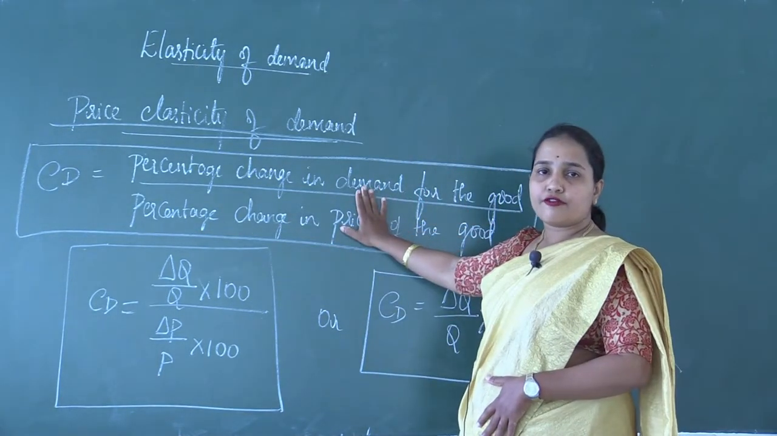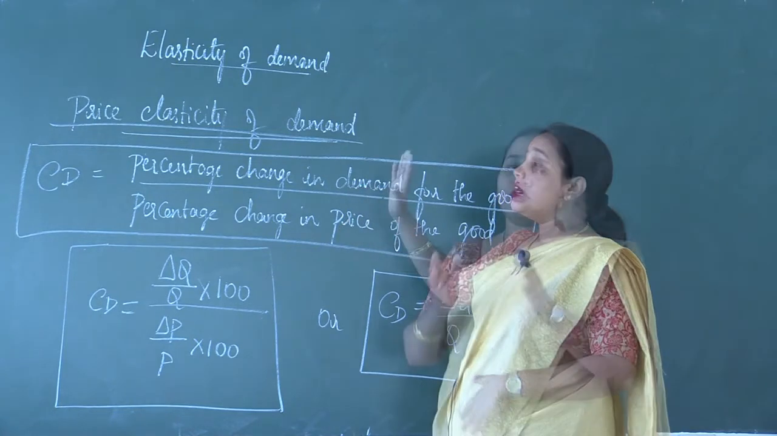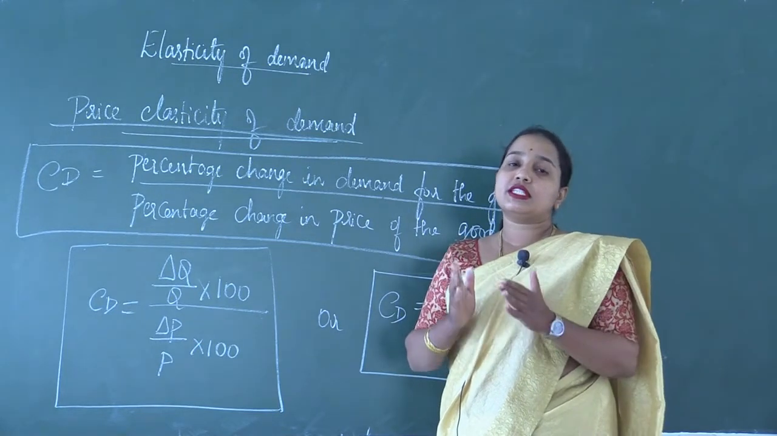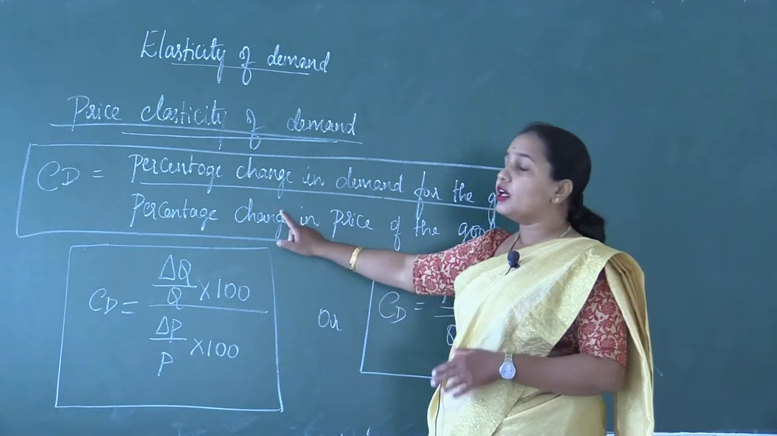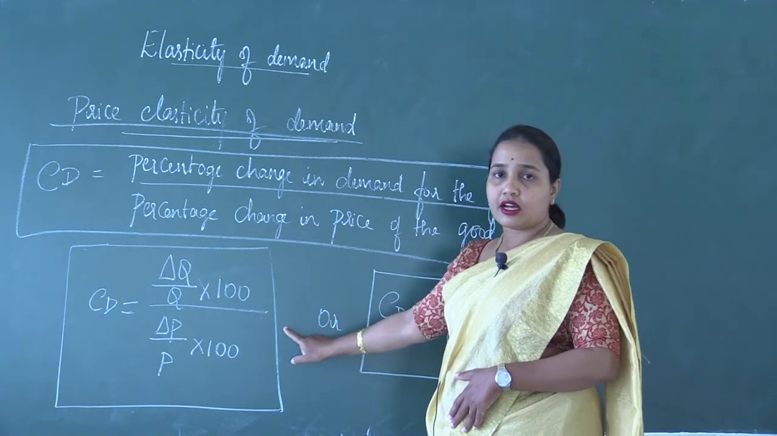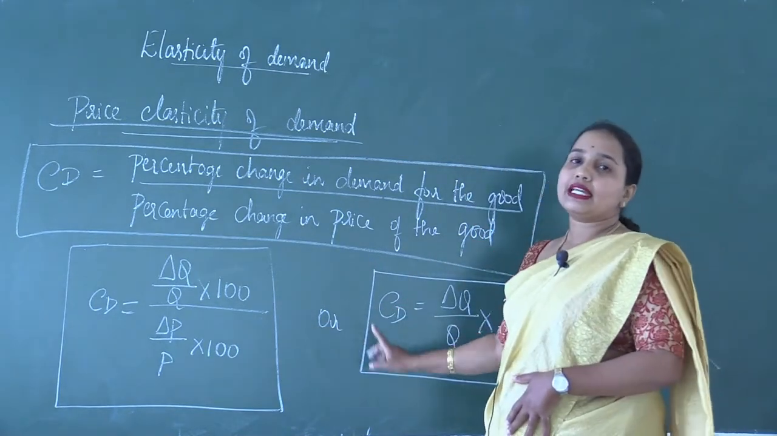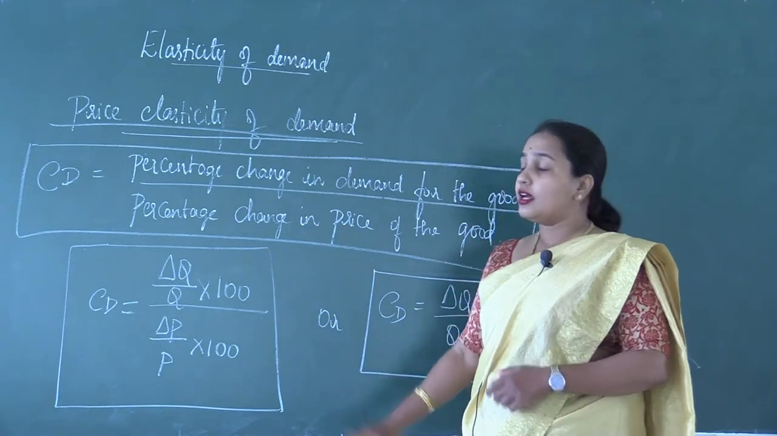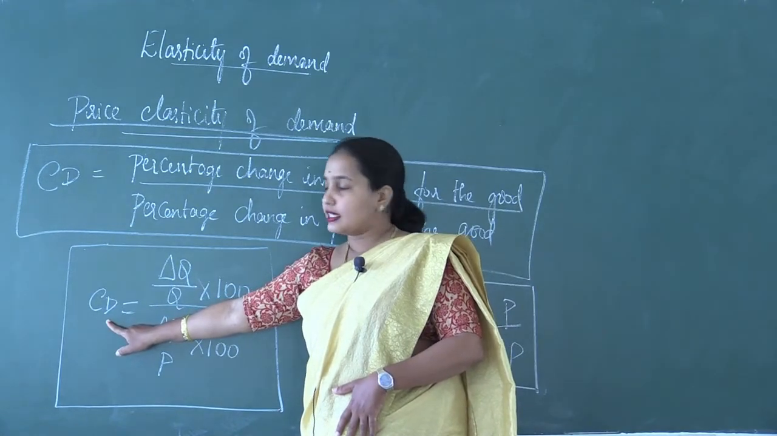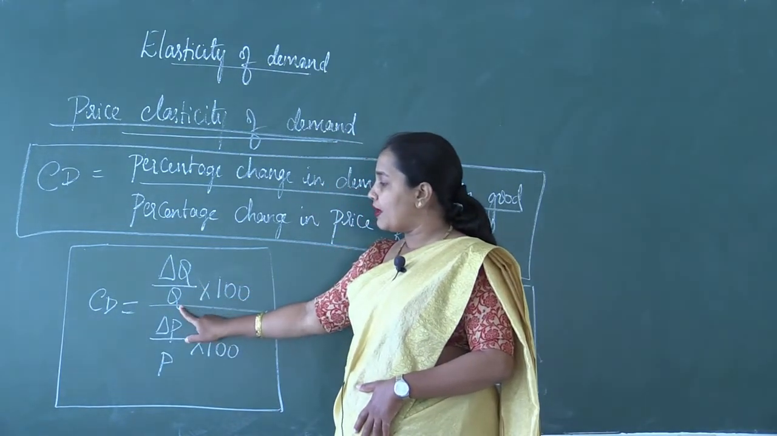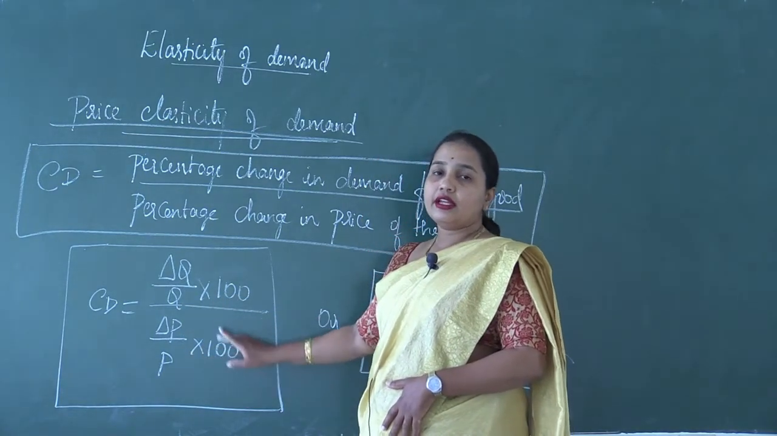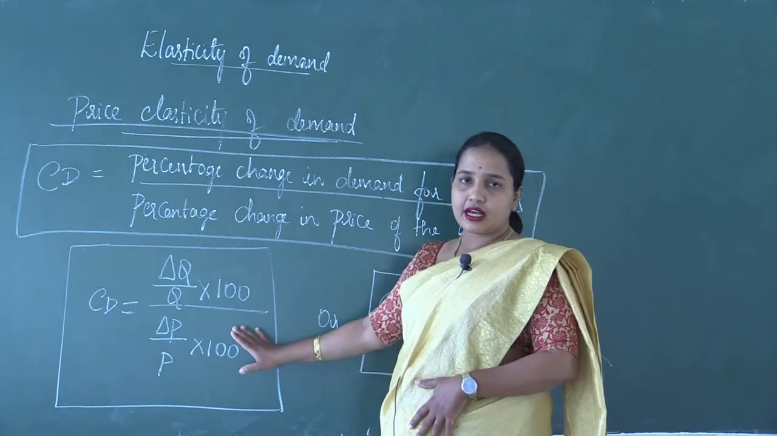This is the theoretical formula that you have to mention. To numerically measure the percentage change in demand for the good relative to the percentage change in the price of the good, we cannot rely upon this theoretical formula. We have the simplified formula. There are two simplified formulas to calculate price elasticity of demand. The first one is price elasticity of demand can be expressed as ED is equal to delta Q by Q into 100 over delta P by P into 100. You can use this formula to calculate price elasticity of demand.